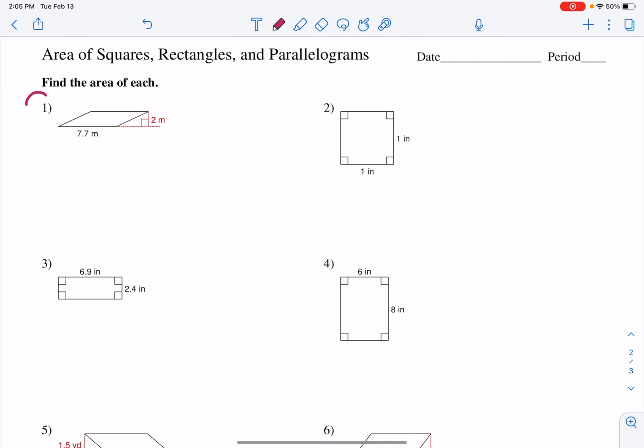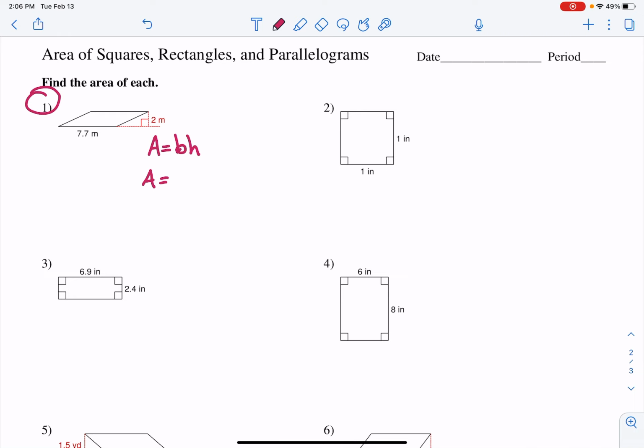Number 1. This is a parallelogram, and the formula for a parallelogram is A equals BH. Now, B is the base, and H is the height. So I'm going to rewrite the formula, and this time I'm going to substitute in the numbers for the letters. Now, I want you to do the exact same thing. Write down the formula and write in your substitution.